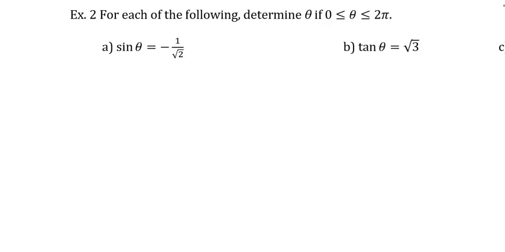Okay, example 2, this is kind of like going the other direction. We give you the answer, you got to come up with theta. But for each of the original trig ratios and each of the reciprocal ratios, they're positive in 2 quadrants and negative in 2 quadrants, right?